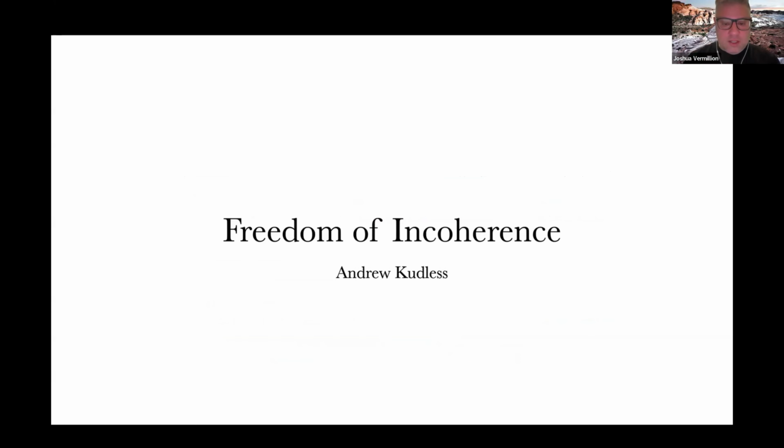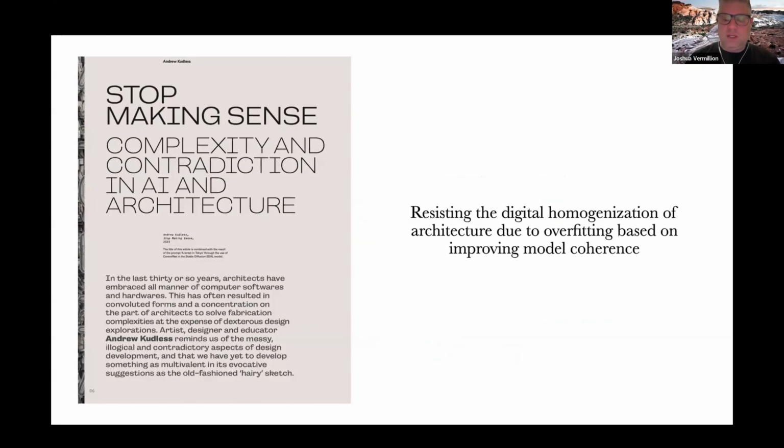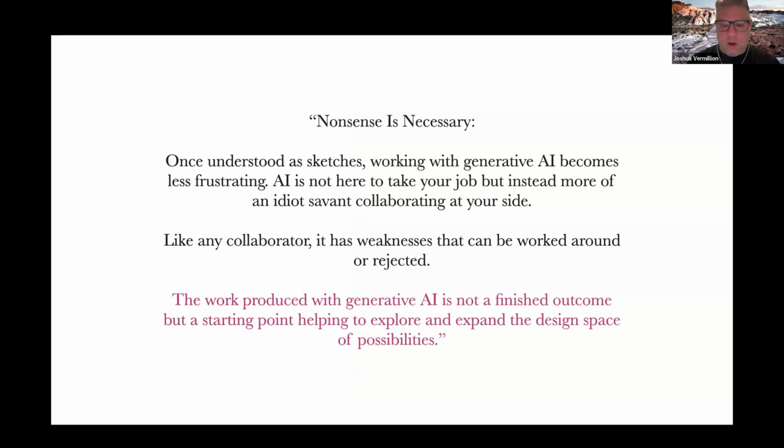Another pal of mine, Andrew Cudless, talks about the freedom of incoherence. He's talking about these images that, even though they look like fully formed images of things that could exist, when you look at them very carefully, have some incoherency to them. It's a very facile understanding of our environment, of our world. It has a very limited understanding. And he talks about resisting the homogenation of architecture if we simply use these tools and they become overfit and start to improve their model coherence.